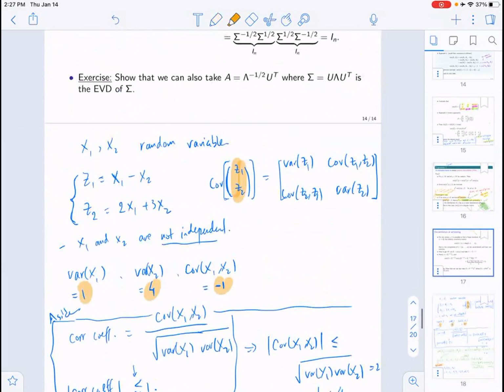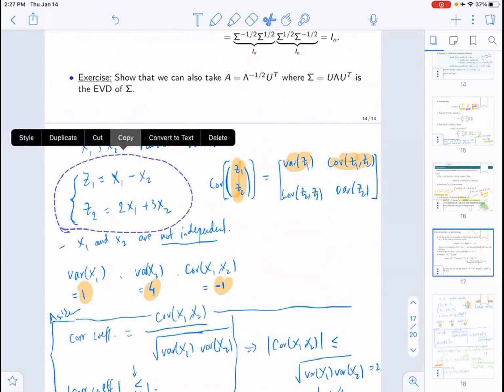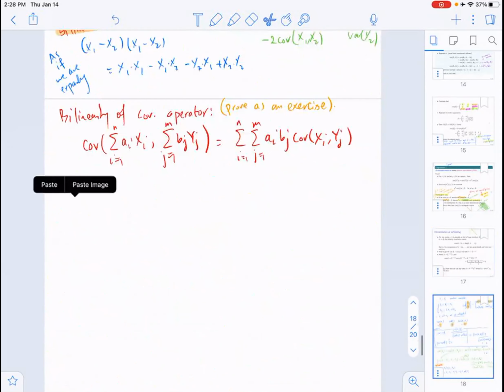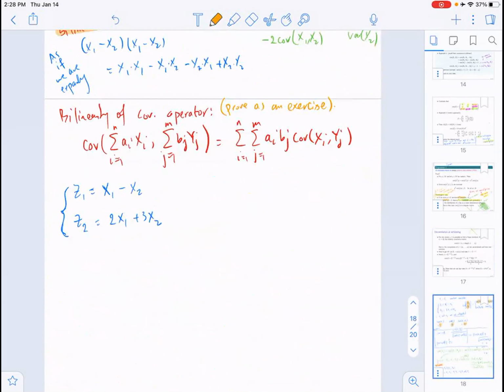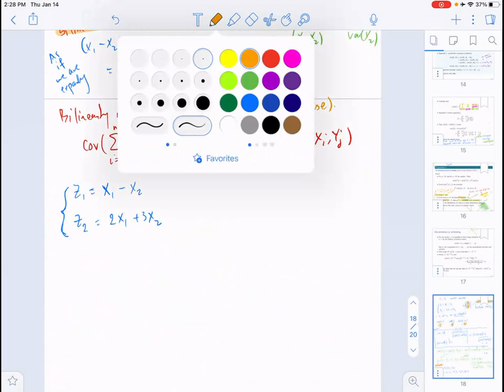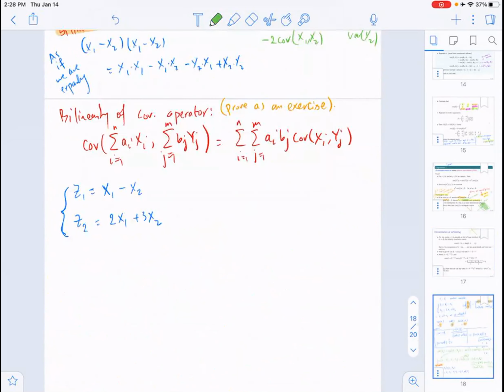Okay, so I guess we calculated this one. We can as easily calculate this. Let me copy this down there. So that's our setup. So I can calculate the covariance of Z1 and Z2. Anyone want to use bilinearity to help me with this?